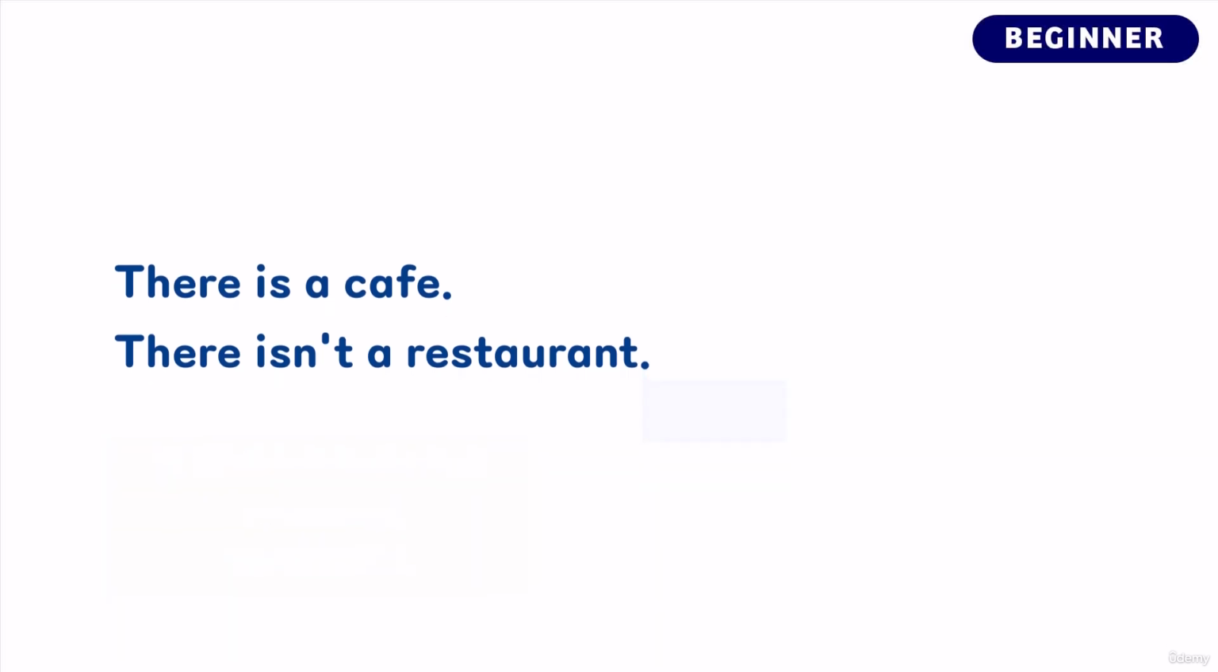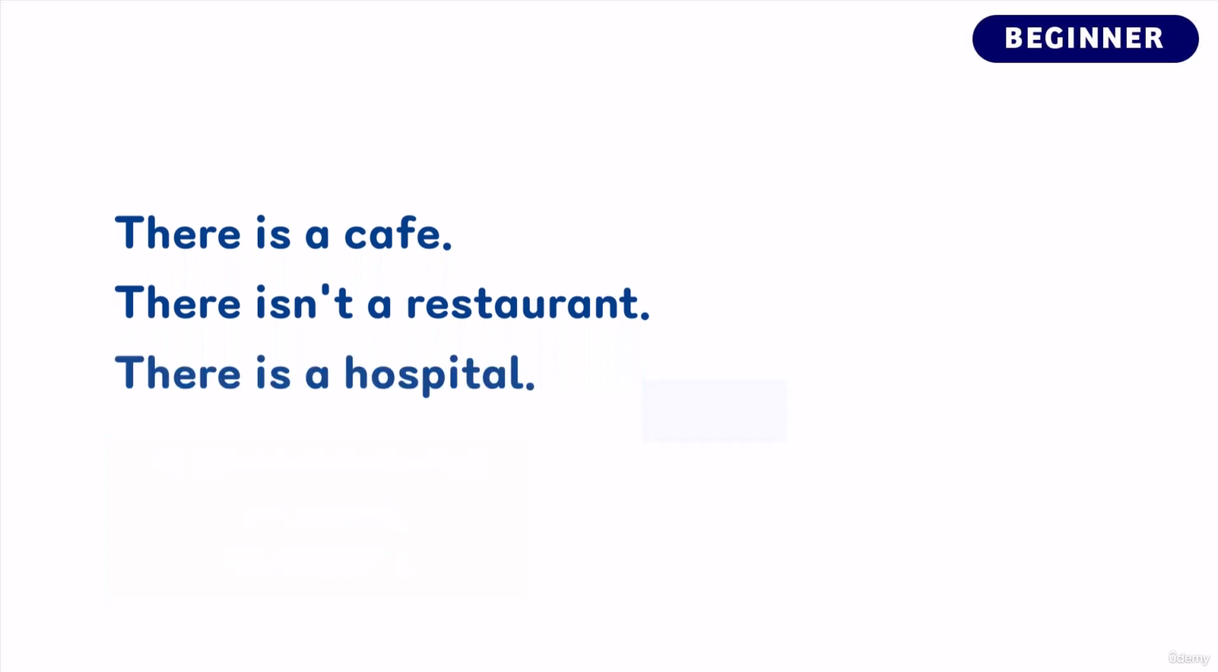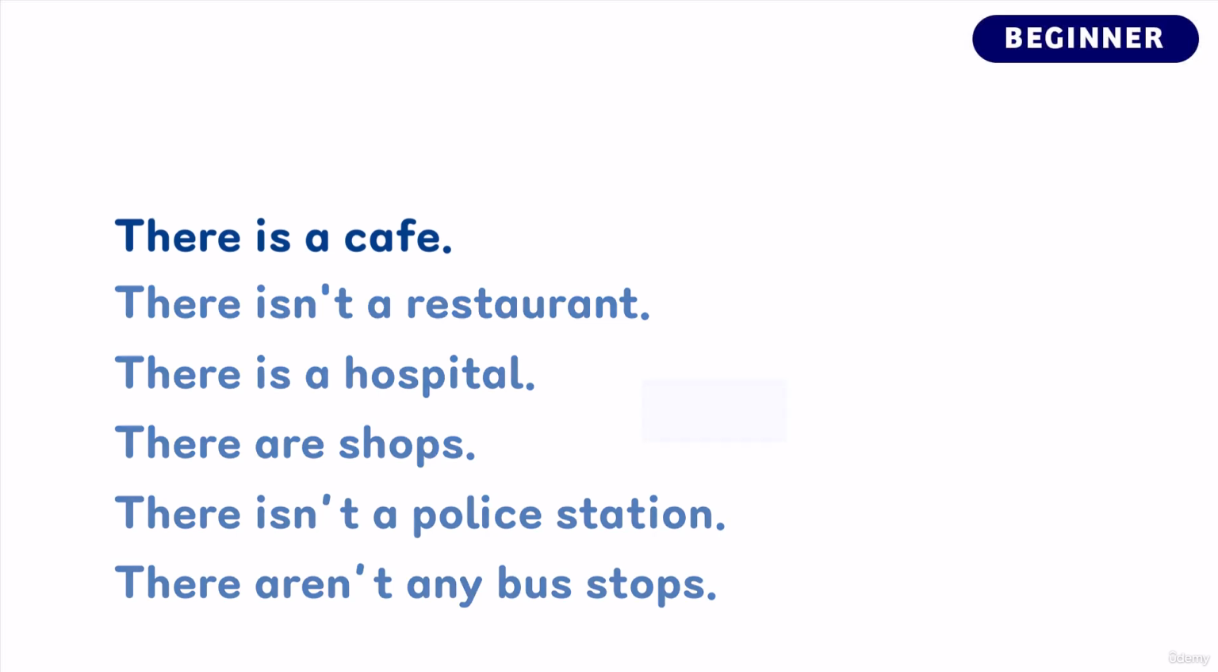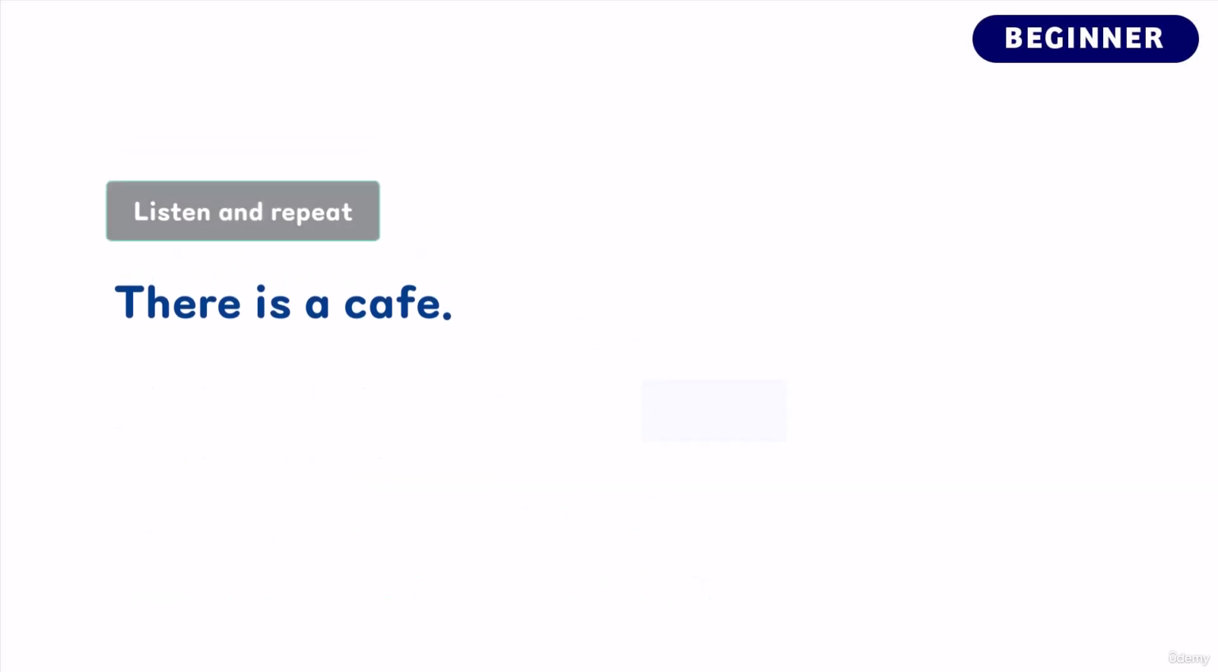Let's take a look at a few more example sentences. There is a hospital. There are shops. There isn't a police station. There aren't any bus stops. Okay, so let's now do a speaking practice of these sentences.